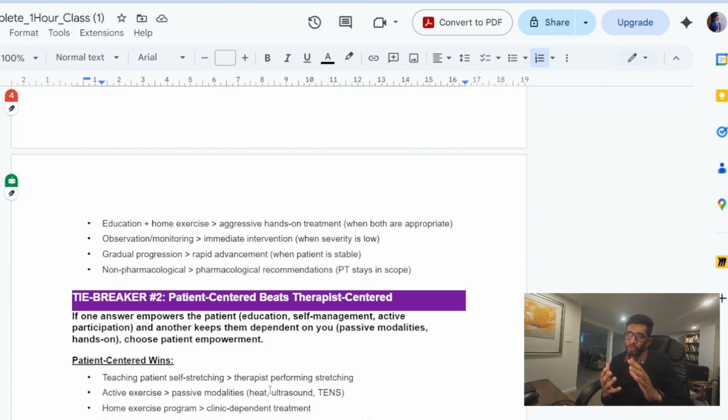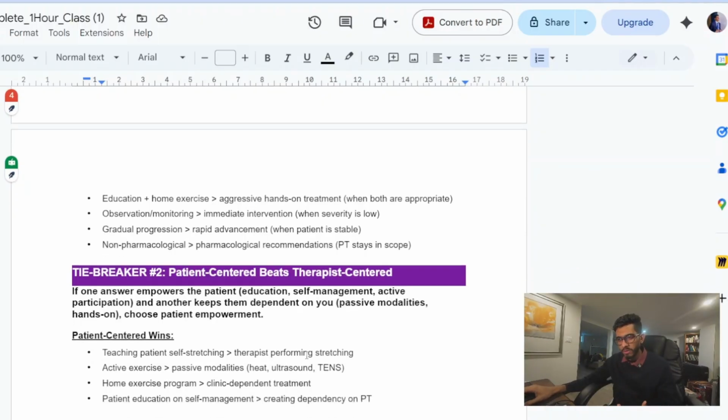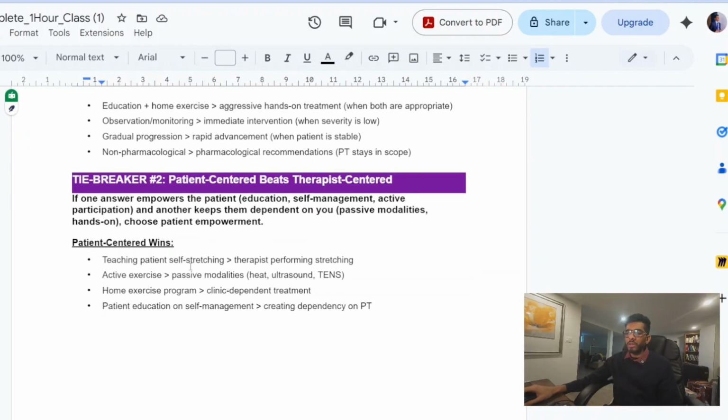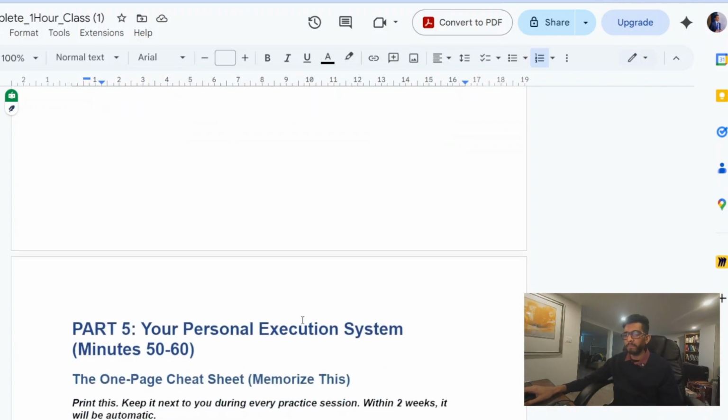When you talk to patients, you know what they actually want from you. You need to only give what they want, right? If one answer empowers the patient with education and self-management, give that. Make them independent, not dependent on you. So patient-centered wins: teaching the patient self-stretching is better than the therapist performing stretching. Give active exercise rather than passive modalities. A home exercise program and patient education on self-management are better than clinic-dependent treatment that creates dependency on the PT.